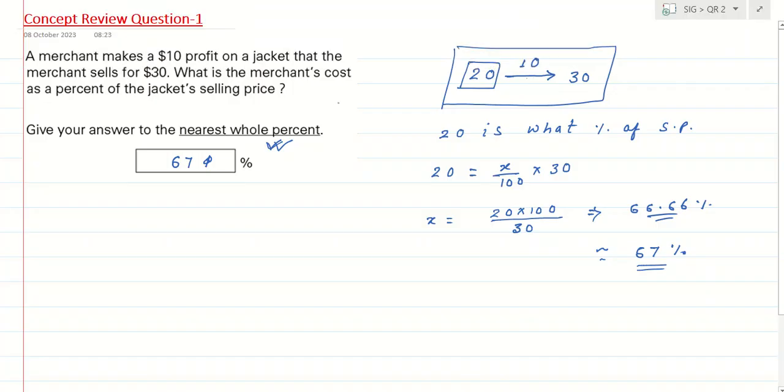That is very, very simple, because the final value, the selling price, is given as $30, and the profit is given as 10. I told you the profit we always add to the original price. What is the original price here? Cost price. So the cost price must be 20. Now the question is, the cost price is what percent of the jacket selling price? That's why I wrote it in a statement, just to make you understand. 20 is what percent of SP, which means 20 is what percent of 30, right? And we get the answer. Just rearrange the expression and get the value of x, and that's your answer.